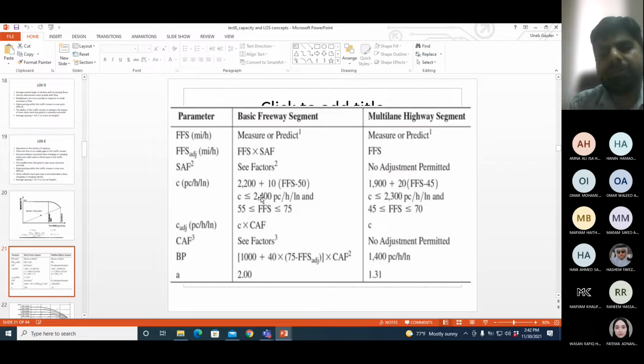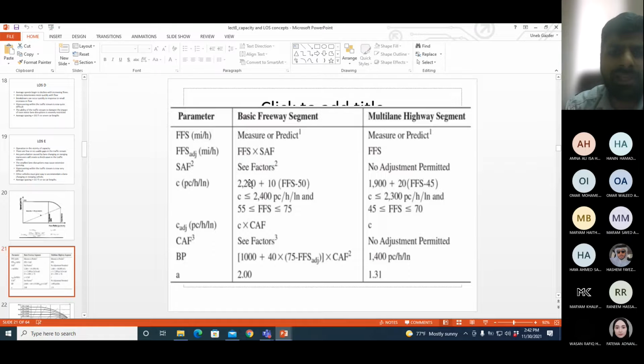If you get a value, for example 2300 for freeways, then you will keep it as it is because it is less than the maximum. So the value from the equation for multilane highways and freeways must be less than or equal to the maximum. If it goes above, you discard the value from the equation and take the maximum value. That's it. The free flow speed range for freeways is given, and the free flow speed range for multilane highways is given.